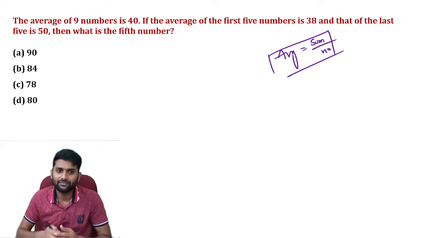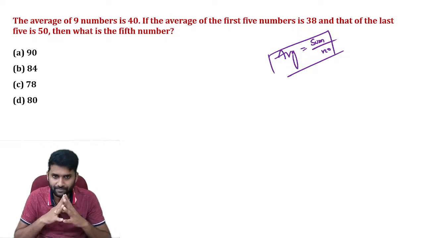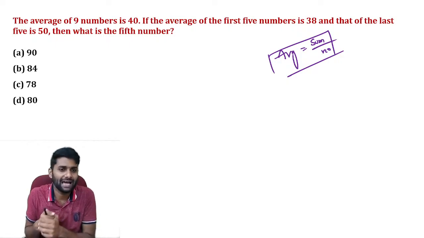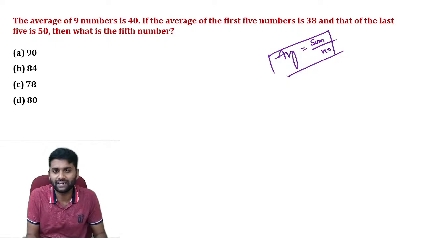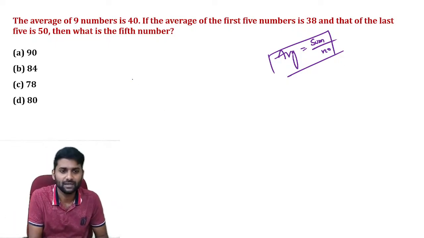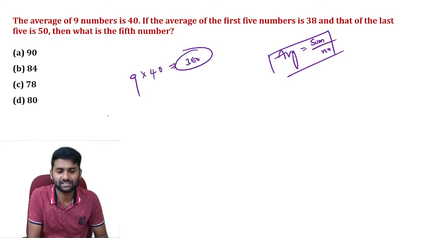Now see, the average of 9 numbers is 40. The average of the first 5 numbers is 38. Then the average of the last 5 numbers is 50. What is the exact fifth number? Here the fifth number is repeated in the first set of numbers and the other set of numbers. So the average of 9 numbers is 40, so the sum is equal to 360.